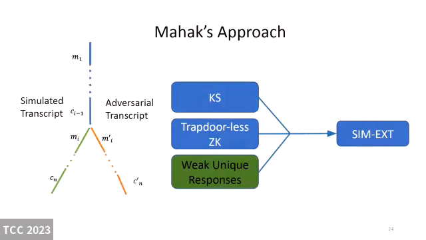And for the final property, weak unique response, that means that an adversary cannot reuse a simulated transcript. So it cannot come up with a transcript which shares a common prefix with a simulated transcript, and then the ith prover message is different.